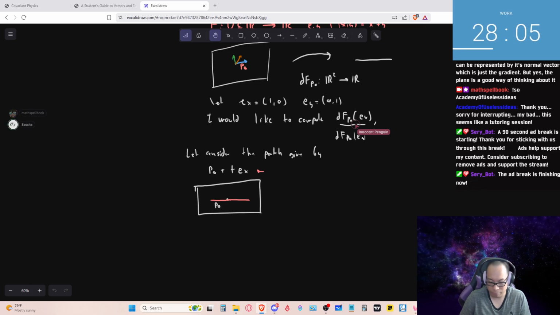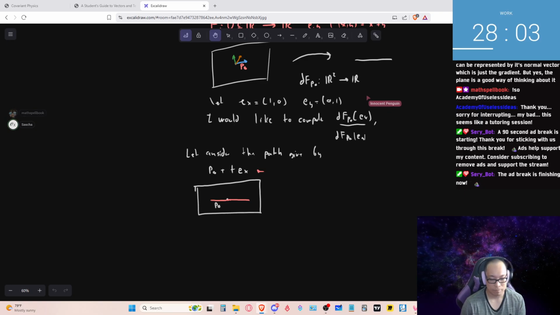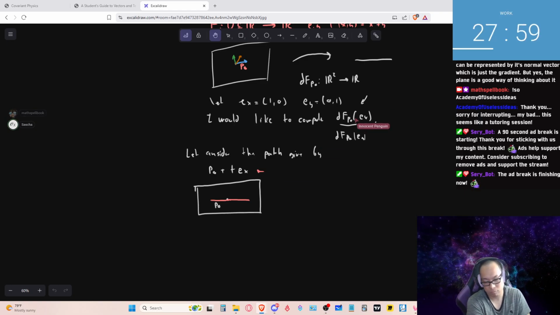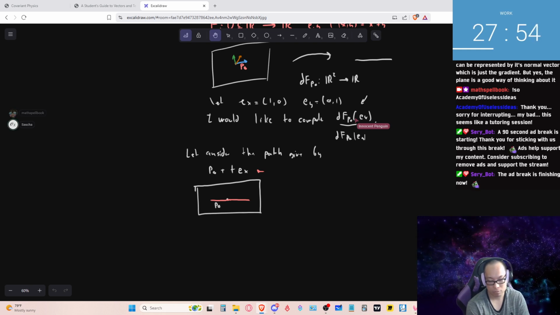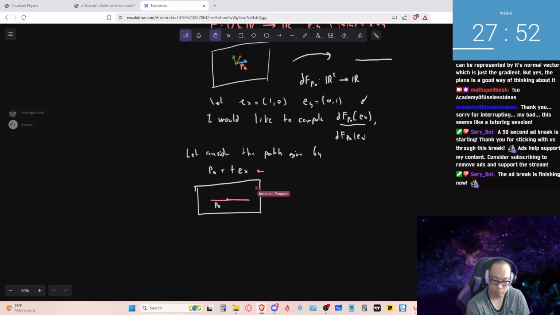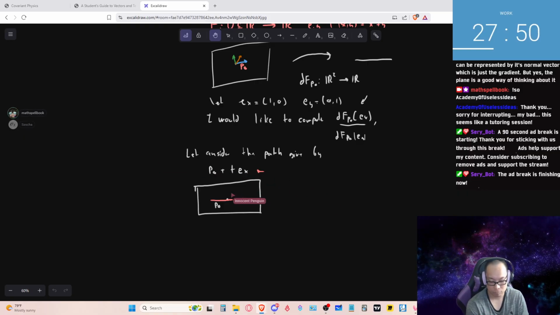Partial derivative. Yeah. So intuitively, when we do this computation, we should find that this is the partial derivative of f along the x-axis at point p0. This is what we should get. So let's see that we indeed get that.